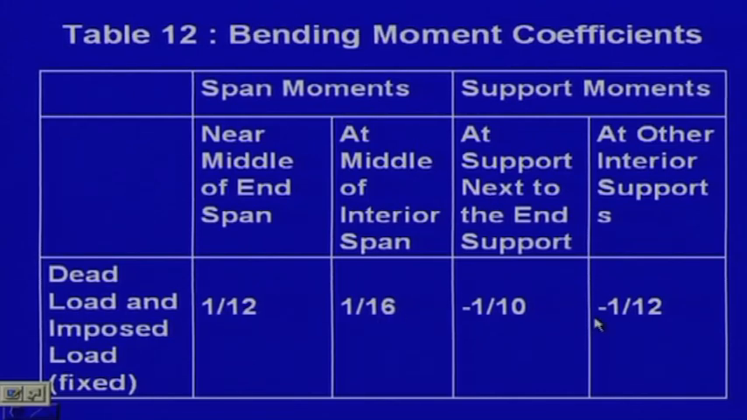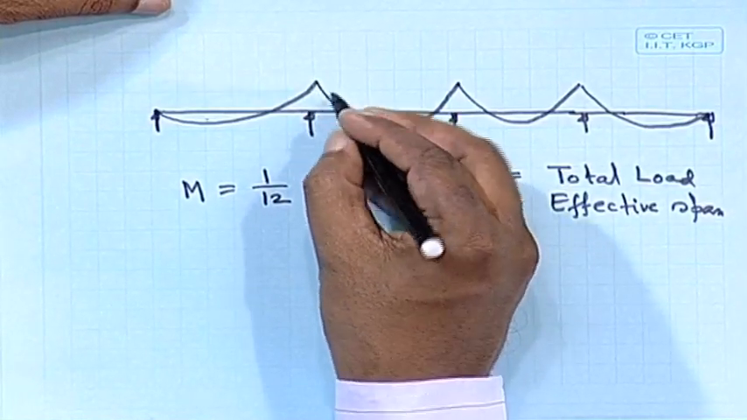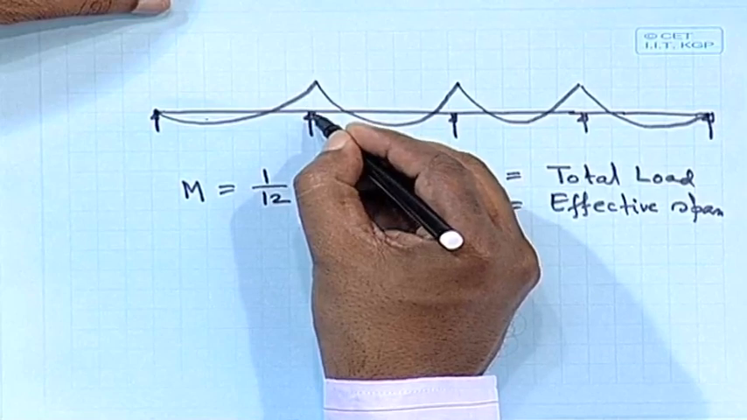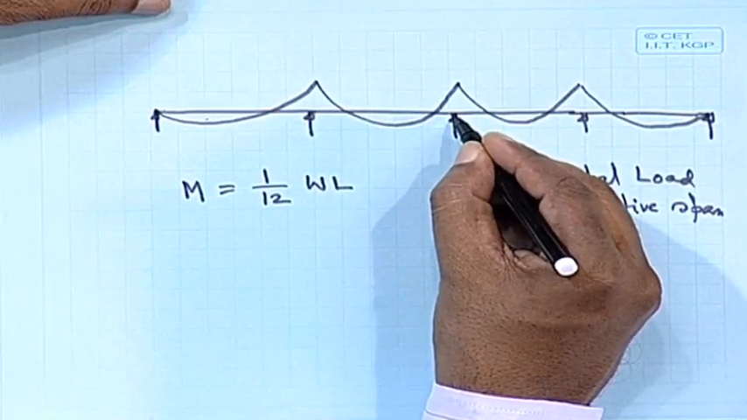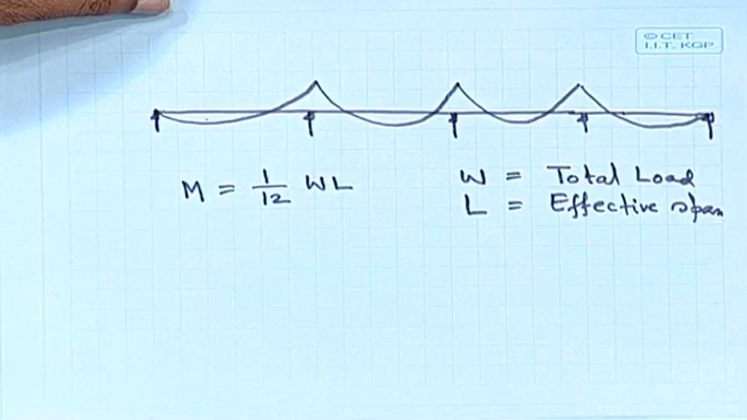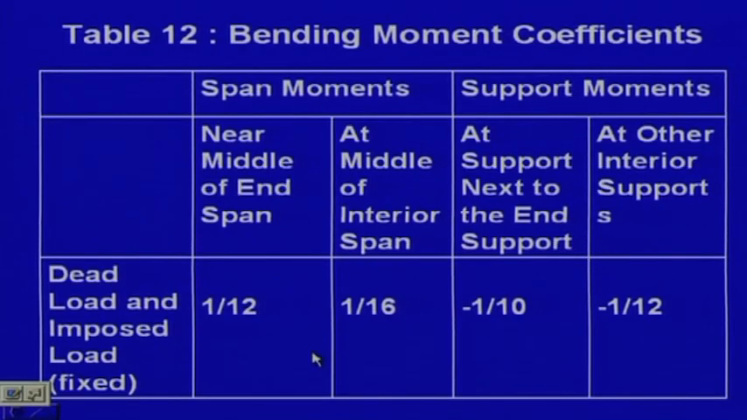Now, what about the supports? At the end support there is no moment. At the support next to the end support, it will be minus 1/10, and at other interior supports we shall get minus 1/12. So here we have the support next to the end support, and this is the interior support in this particular problem. This is the case where we consider dead load and imposed load fixed.